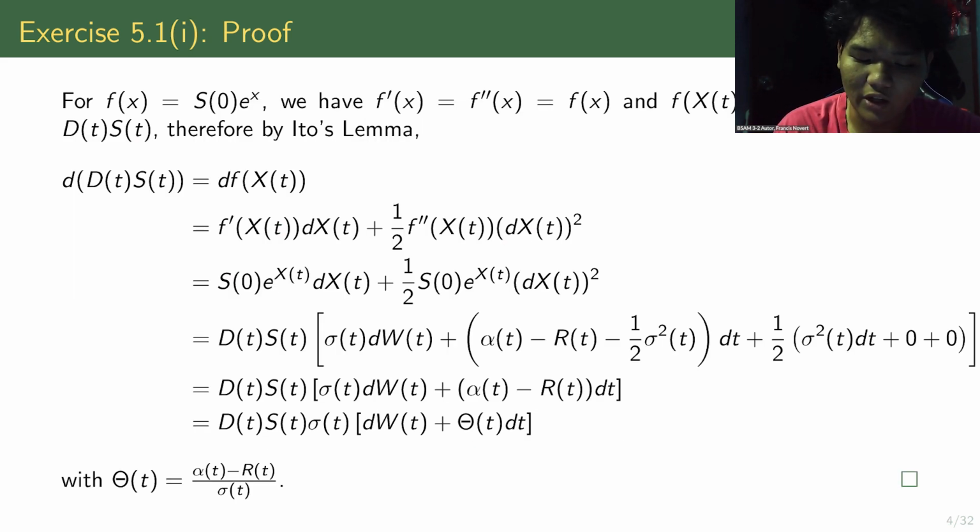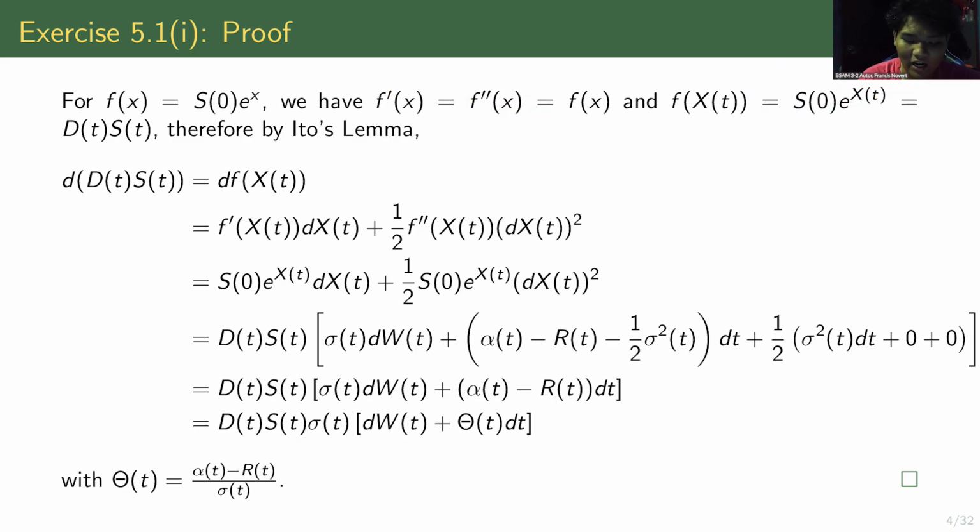Then we consider the function f(x) is equal to S(0) times e raised to x, this exponential function where S(0) is a constant. Then we differentiate the function. We need to find the first and second derivative of f(x). The first derivative of f(x) is equal to f(x), and the second derivative of f(x) is equal to f(x) as well.